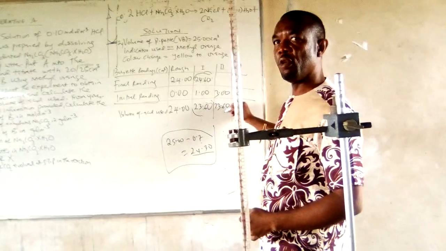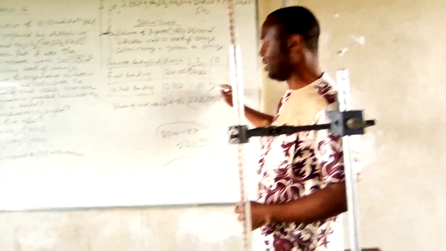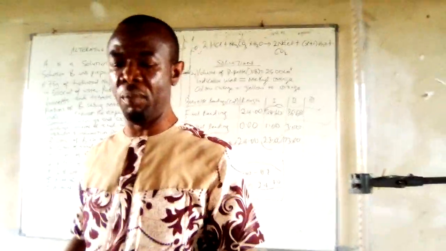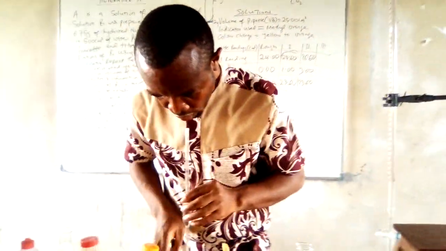That was 23.6. Adding this together, okay, 26.6. All right. Okay. We now take a fresh base. We prepare the base. If you don't have a pipette prepared in your school, you can make use of a measuring cylinder. Don't drink the base, though.